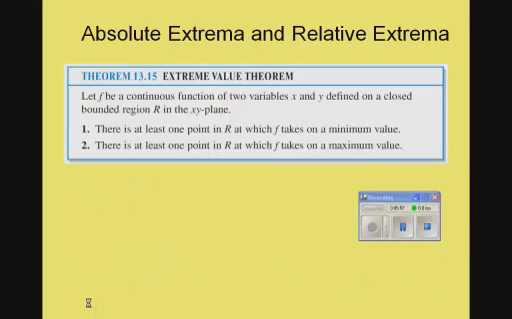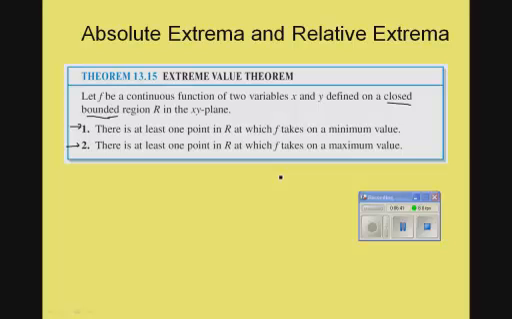Here it is, right out of section 8 of the book. Theorem 13.15. Let f be a continuous function. Yeah, we always need continuous if we're going to do calculus, right? Of x and y defined on a closed, bounded region. Okay? So we said that we need closed and bounded. Then there is at least one point in R at which f takes on a minimum value, and there is at least one point in R at which f takes on a maximum value. Okay? That's kind of neat.